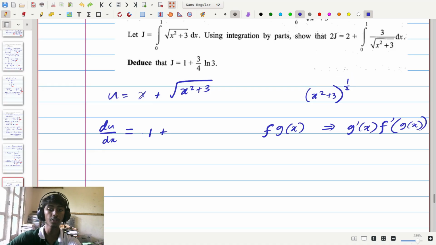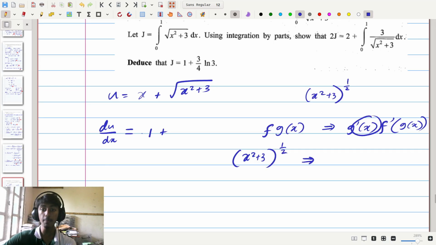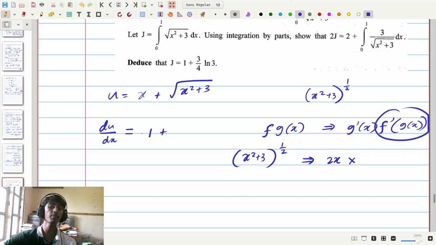According to this, what we need is to find the derivative of x squared plus 3, which is the internal function, to the power of half, which is the external function. That is going to be equal to g prime x, the internal function's derivative, which is the derivative of x squared, which is 2x, plus the derivative of 3, which is 0, so just 2x, times f prime of g of x.